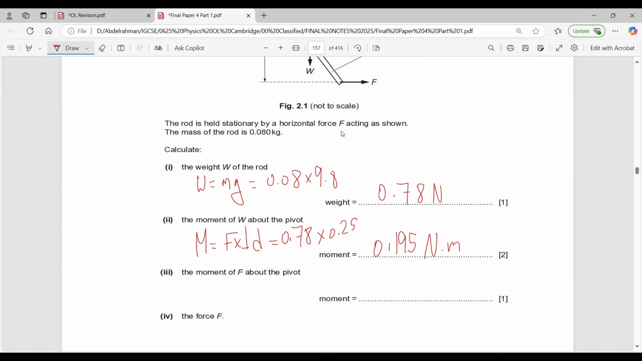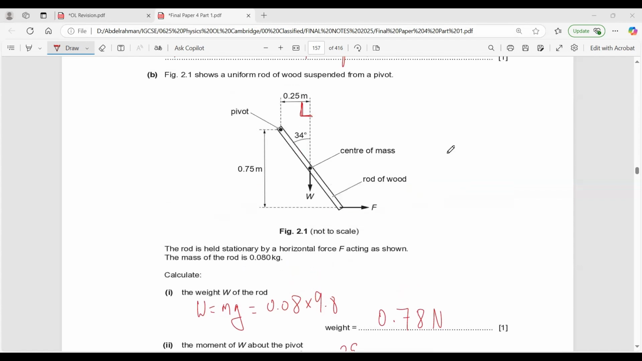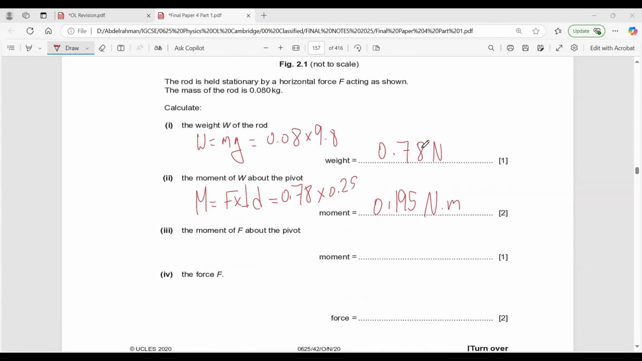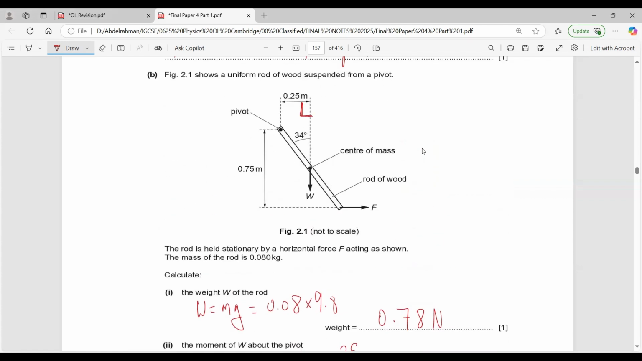Now, the moment of F about the pivot. Can you find the moment of F about the pivot? Yes, I can, because the rod is in equilibrium. What does that mean? The clockwise moment is equal to the anti-clockwise moment. The weight exerts a clockwise moment, and therefore F exerts an anti-clockwise moment. These two moments are equal, so it's the same number. How did you know it's in equilibrium? Because the rod is held stationary, meaning it's not moving.